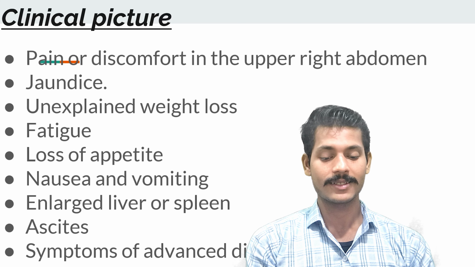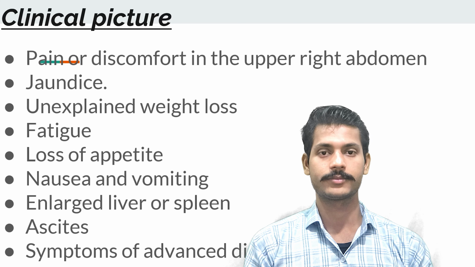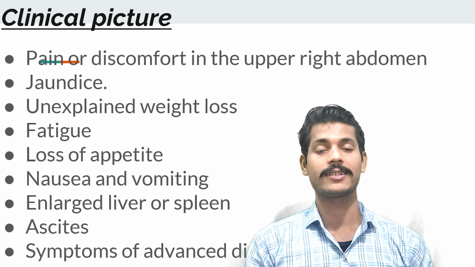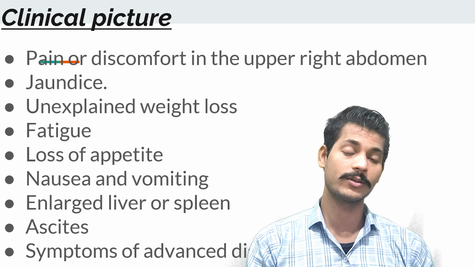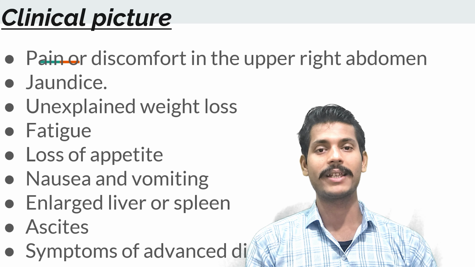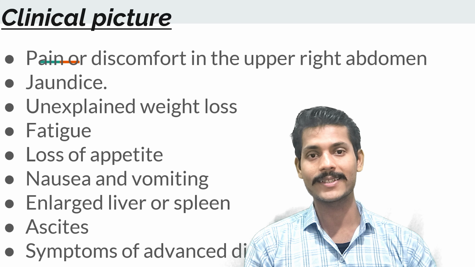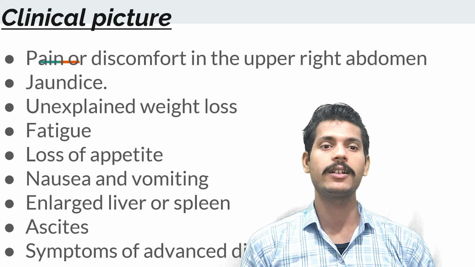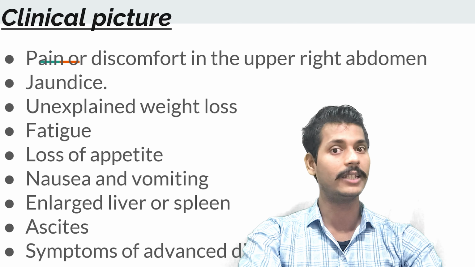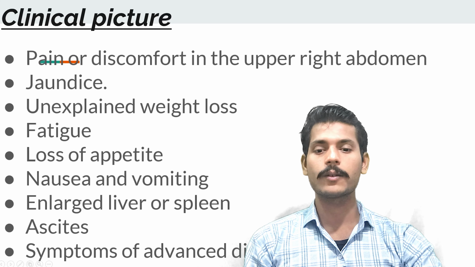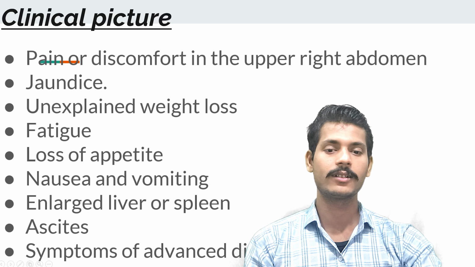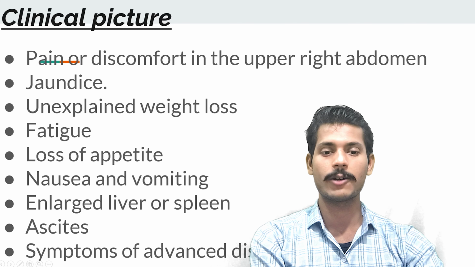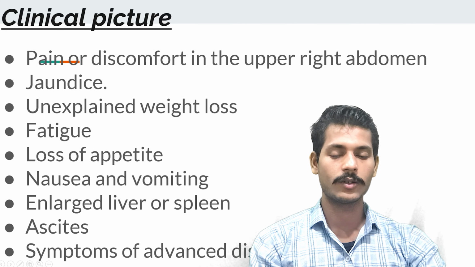The liver is mainly involved in metabolism, as I said. All those biochemical cycles like glycolysis, glycogenolysis, gluconeogenesis are done with the help of the liver, as are lipolysis and lipogenesis. So whenever cancer appears, there is unexplained weight loss in liver cancer. Then we have fatigue, loss of appetite, nausea and vomiting, when it triggers the nausea center in our brain.